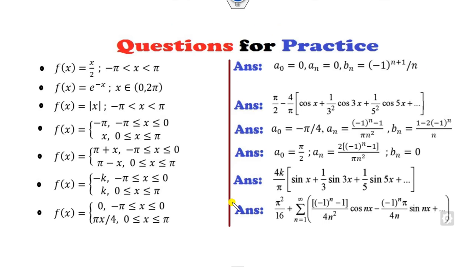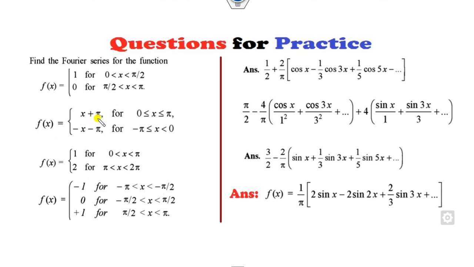So these questions are an exercise for you, and for example, if you look at this third part, you can break this into two components. From minus pi to 0 it's minus x, and it's plus x from 0 to pi. Moreover, you can see that this function is an even function, because mod x is always an even function, and you can see the bn will be 0 in the answer. Again you can see which one is even and odd.